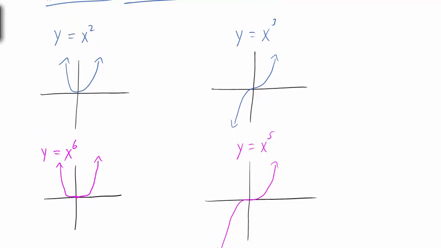And the reason that's happening is, for example, if you were to plug in and make a table, if we let x equal, let's say, 2, of course, then y is going to be 8. But what happens if we let x equal, let's say, 1/2? Well, then we're going to get 1/2 cubed, which means we're going to end up with 1/8.